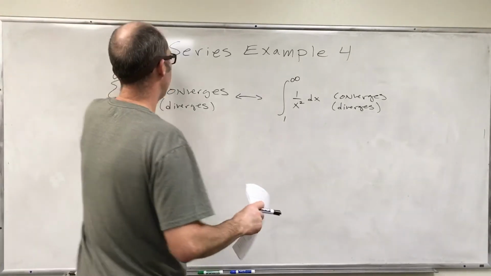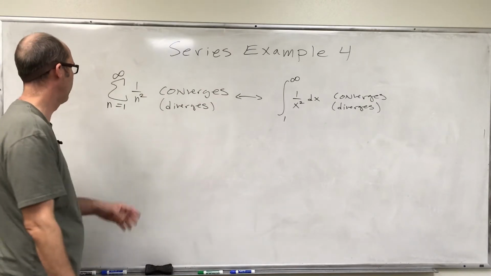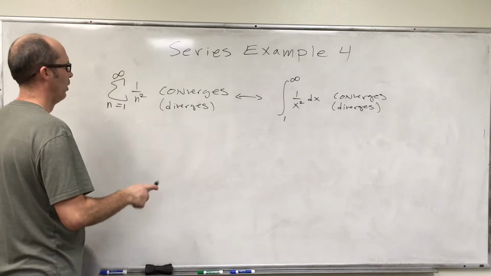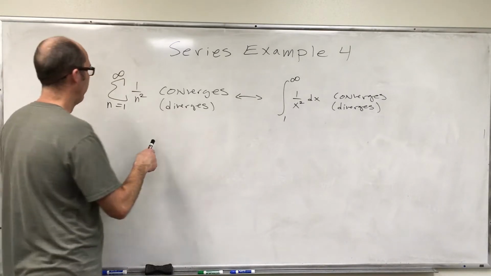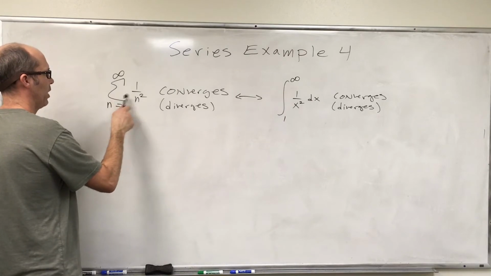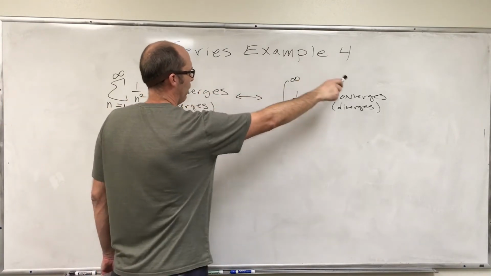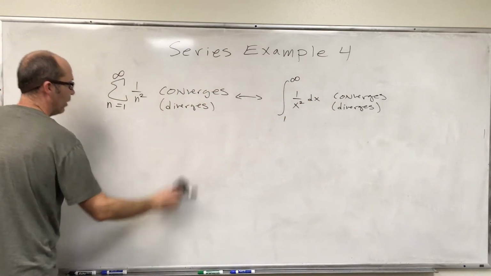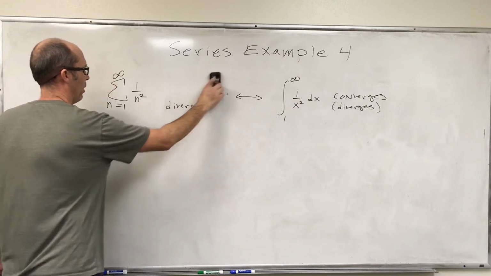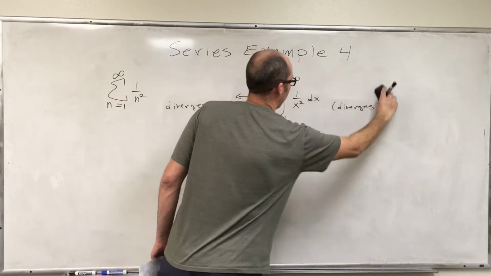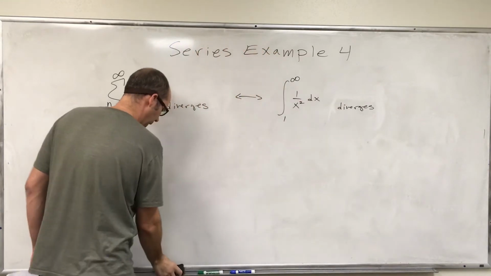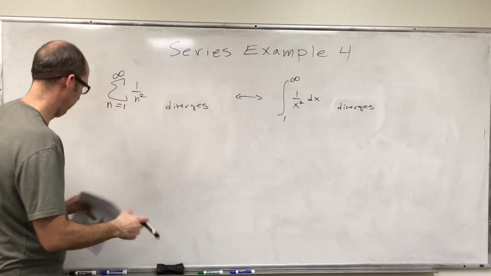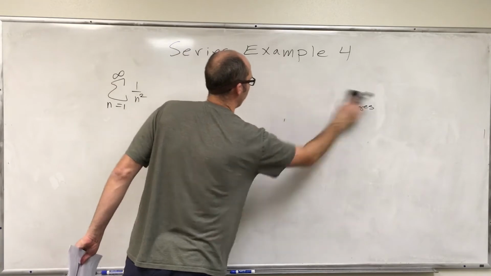All right, series example 4. We're going to decide whether or not this infinite sum converges or diverges. Like I talked about in the last video, this infinite series converges if and only if this improper integral converges. And similarly, it diverges if and only if its associated improper integral diverges. Okay, so that tells us what to do.